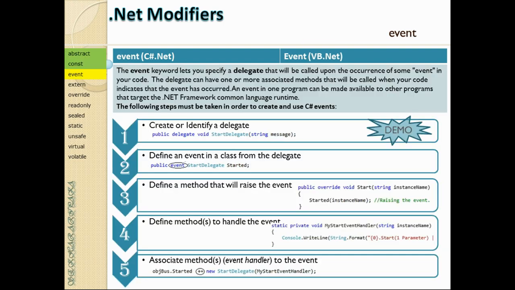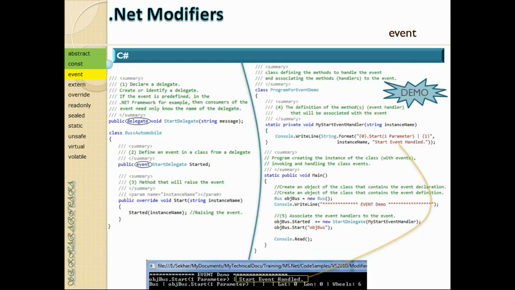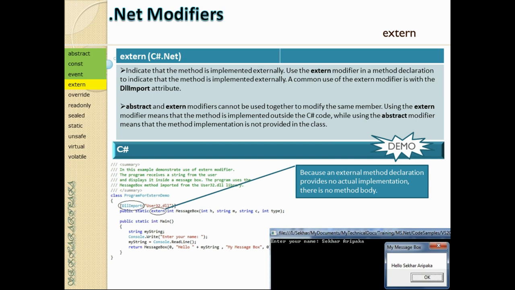This is the same demo we did see, and we did cover what is an event, how can we create or identify a delegate before we go with an event, and then define an event in a class, and then define a method that will raise the event, which is your handler, and define methods to handle the event, and then associate the methods to the event. How can we reuse this event, and how can we use an event in a given program with a very good example.